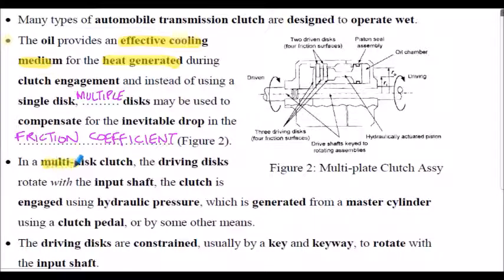So in a multi-disc clutch, the driving discs rotate with the input shaft. The clutch is engaged using, as we said, hydraulic pressure or mechanical pressure, and that's generated from the master cylinder using the clutch pedal in a car. And the driving disc is just a configuration of the manufacturer. Driving discs are constrained by keys and keyways to rotate with the input shaft. Just background information there, really.